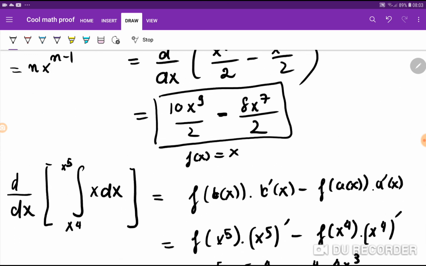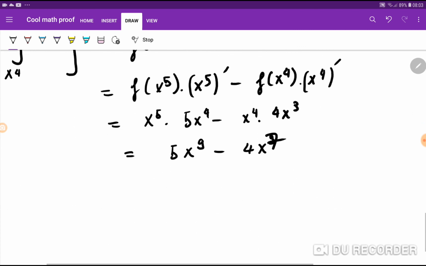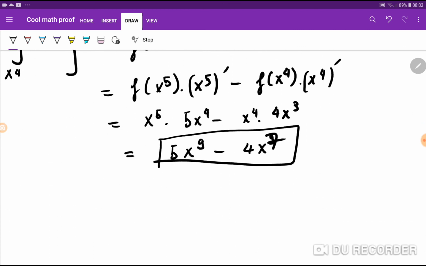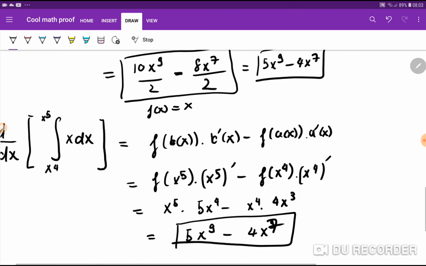Are these two results similar? It is similar. Yeah, I forgot to simplify this. I'm sorry, guys. This is 5x to the 9 minus 4x to the 7. Okay, is it similar? It is similar. But I just proved one equation though. You guys can test this for yourself, have fun.